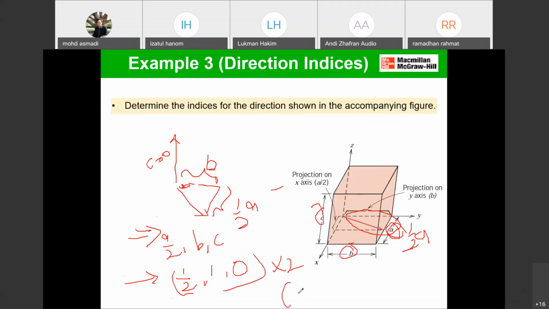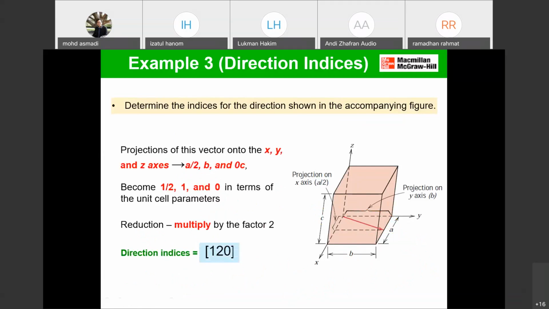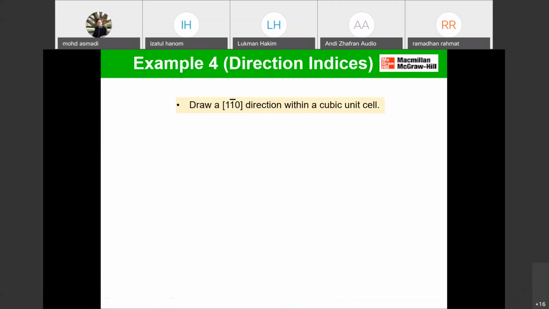Okay, the answer is 1, 2, 0, and we can represent it as 1, 2, 0. Okay, so this is another example. So that's the example. Okay, how about example 4?